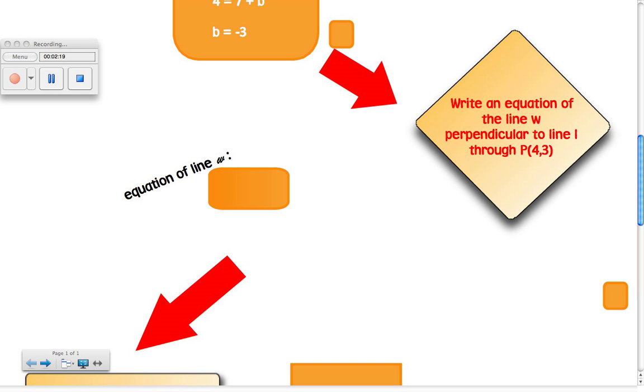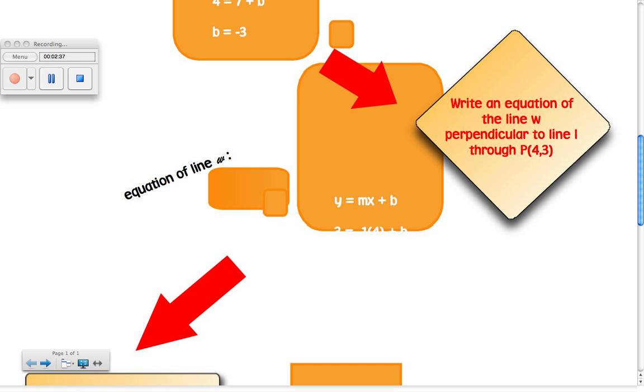So now we want to write an equation of the line W, which will be perpendicular to line L through point (4, 3). Now we do the perpendicular line because it is the shortest distance from the point to the line. And again, we're going to use the slope-intercept form, which will be y equals mx plus b.